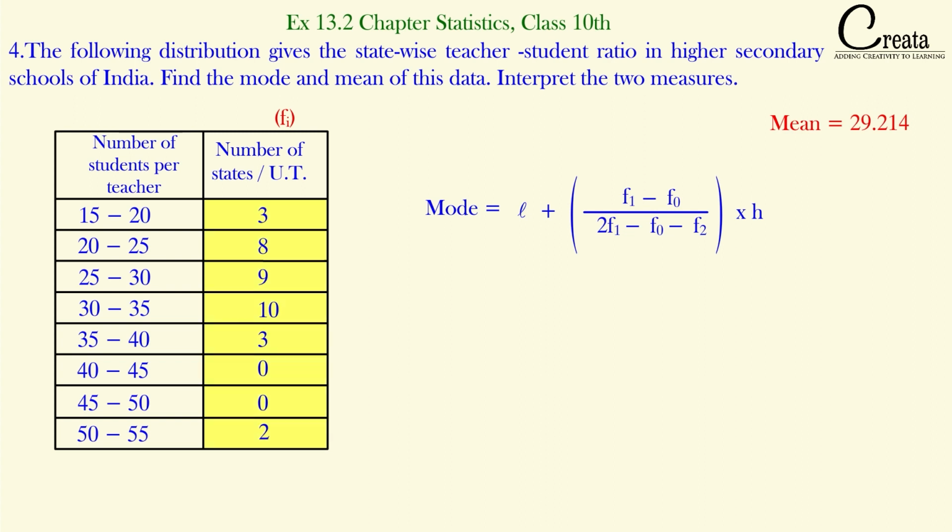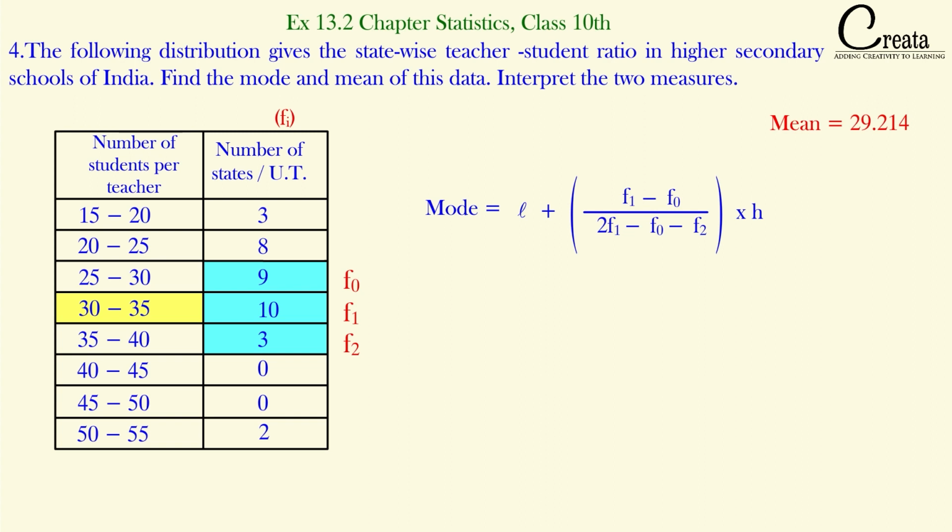So out of all these frequencies, which is the maximum frequency? 10 is the maximum frequency. So the class corresponding to the maximum frequency is the modal class. Here 10 is the maximum frequency, which is f1. And what are f0 and f2? We know the frequency before our modal frequency is f0, and the frequency after our modal frequency is f2. So f0 is 9 and f2 is 3.